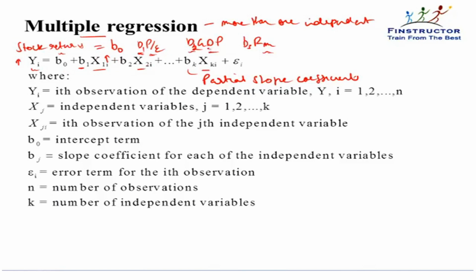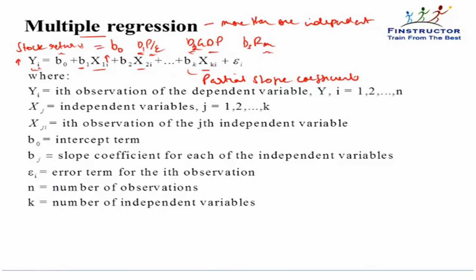So if I keep GDP growth constant, the return on market constant, and just increase or decrease the P/E by 1 unit, what would be the change in the dependent variable or the stock returns? If I change GDP, keeping all others constant, what would be the change in the stock returns is what the interpretation of B2 would be. So each of these slope coefficients represents the change in the dependent variable for a 1 unit change in the independent variable corresponding to that coefficient, keeping all other independent variables constant.